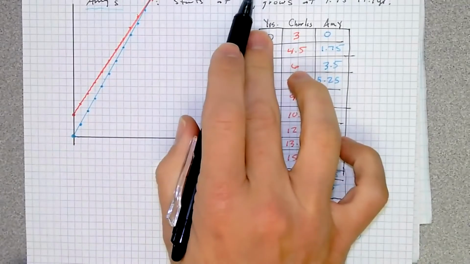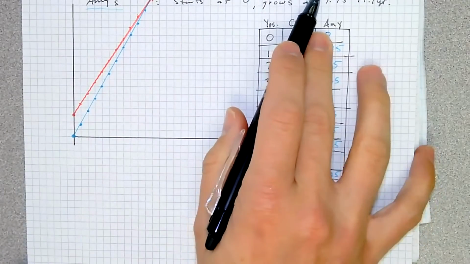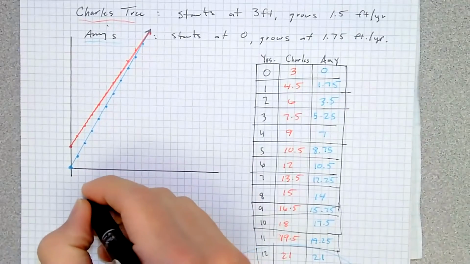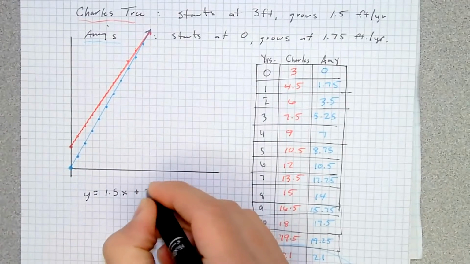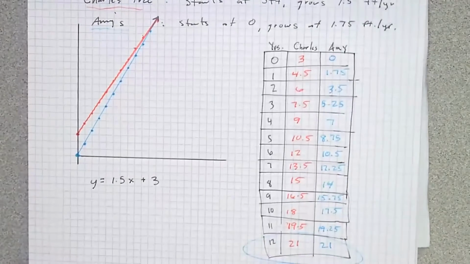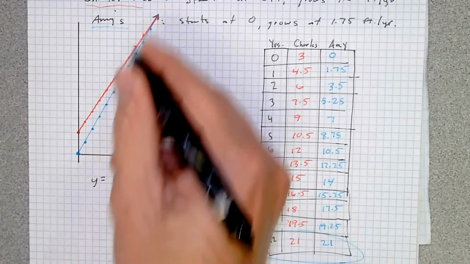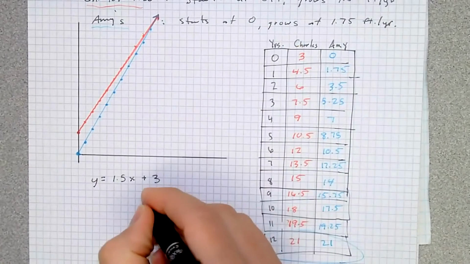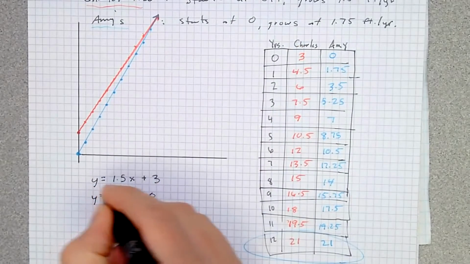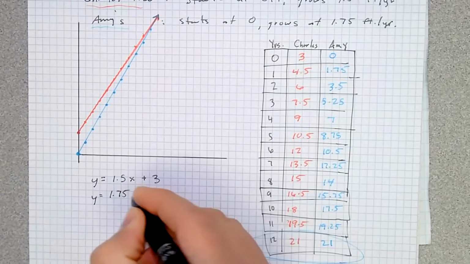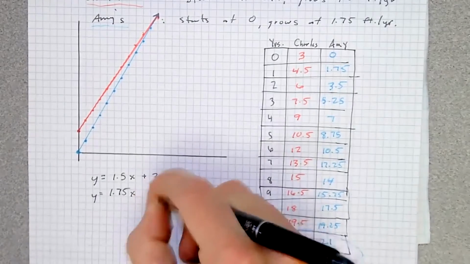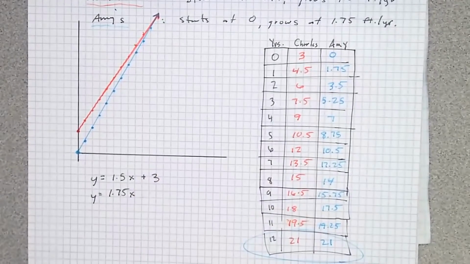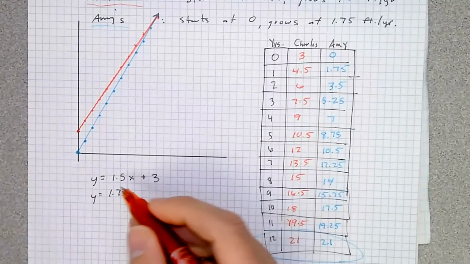Okay, so the third way I saw was that they wrote 2 equations. So Charles's tree starts at 3 feet and grows 1.5 feet a year. So they wrote that equation as y equals 1.5x plus 3. Amy's equation starts at 0, so I know her y-intercept is 0, and she's growing 1.75 feet per year. So I could write her equation as 1.75x. I don't really need that plus 0. Now I have a system.